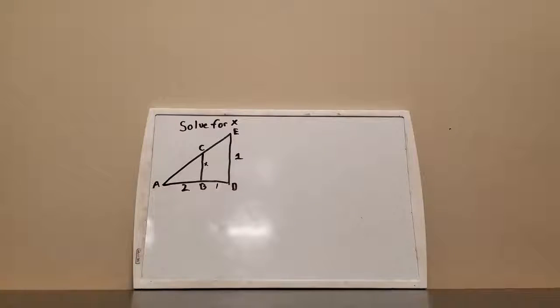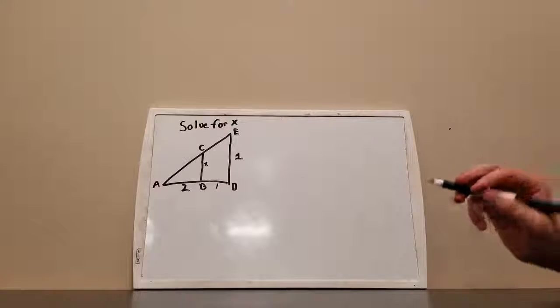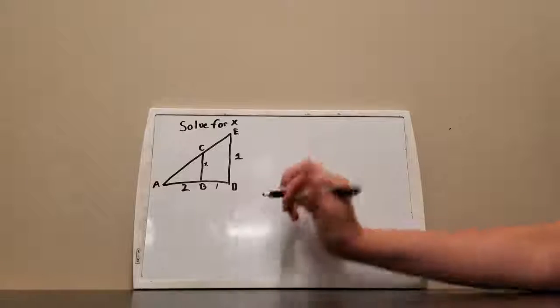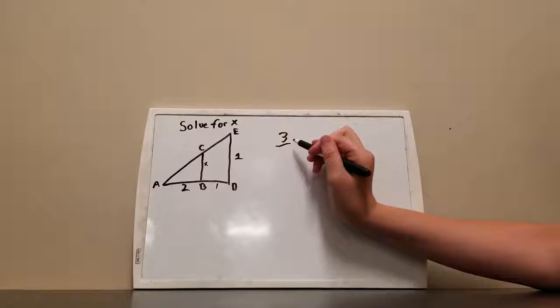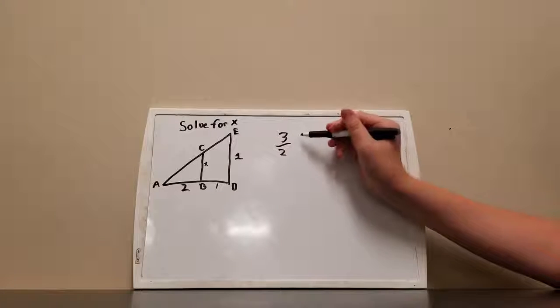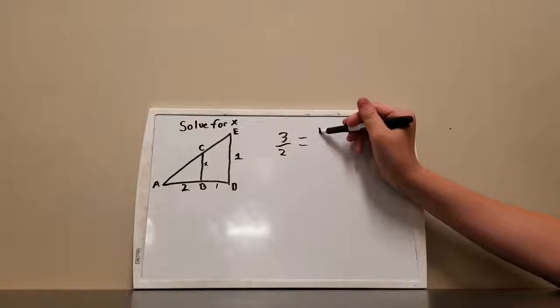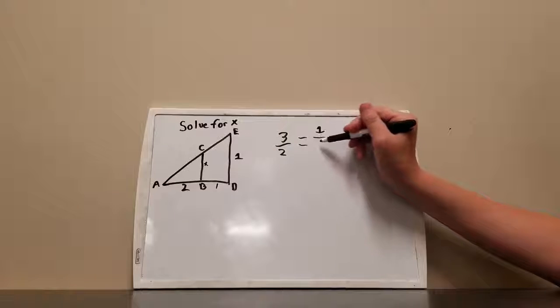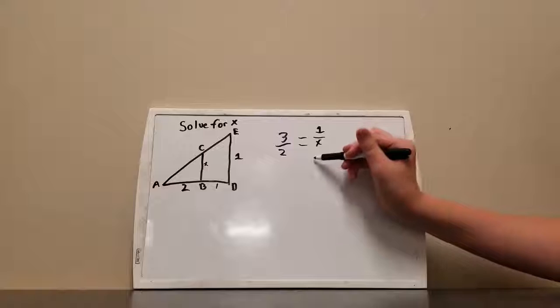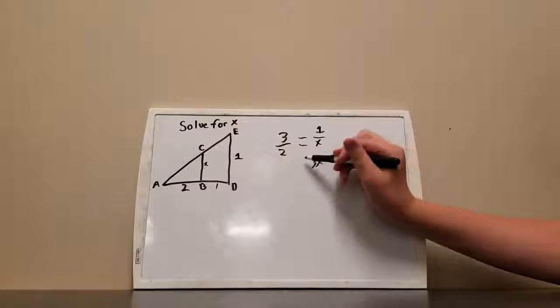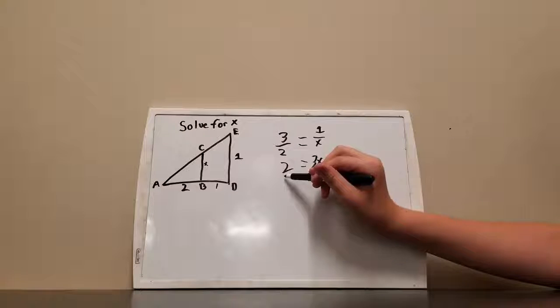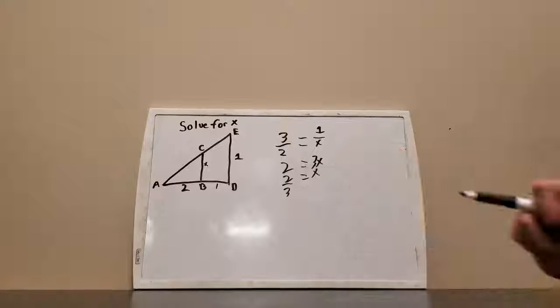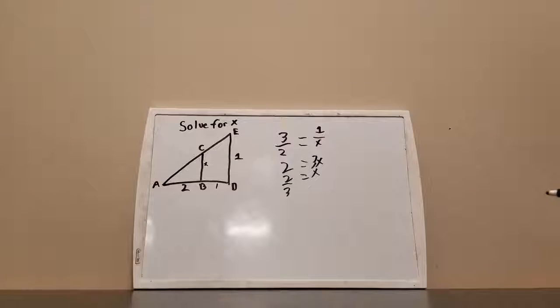Pause the video now for practice problem 1 of 2. But if not, we're going on to the answer right now. So first you want to add AB and BD, so 3, and then you want to put that over AB, which is 2, and then have that equal to 1, which is from the bigger triangle, over x from the smaller triangle. Then you can cross multiply, so it would be 3x equals 2, and then x would equal 2/3. That's the first practice problem's answer.